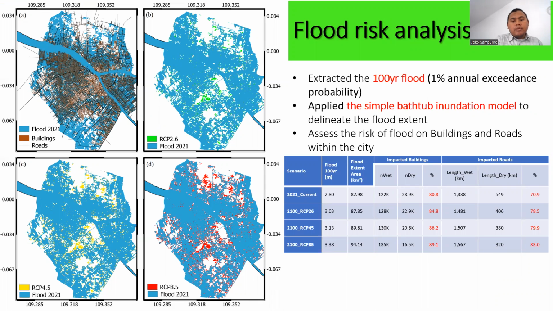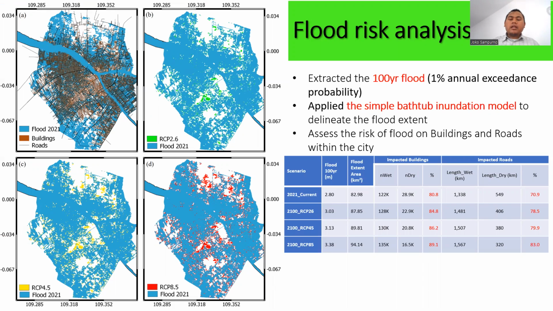As you can see in the table, if we use the current situation with a 100-year flood scenario, 80% of buildings will be impacted and 70% of roads will be impacted. But in the future, in 2100, if we implement the low emission scenario, the impacted buildings will increase to 84% and impacted roads will increase to about 78%.